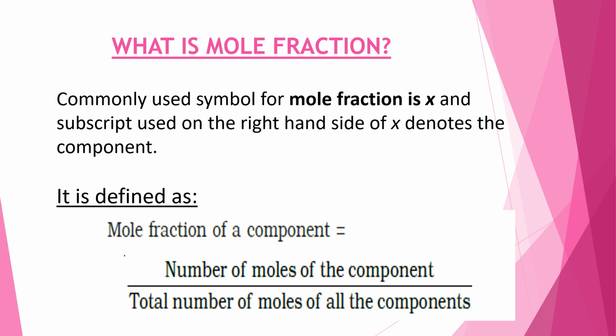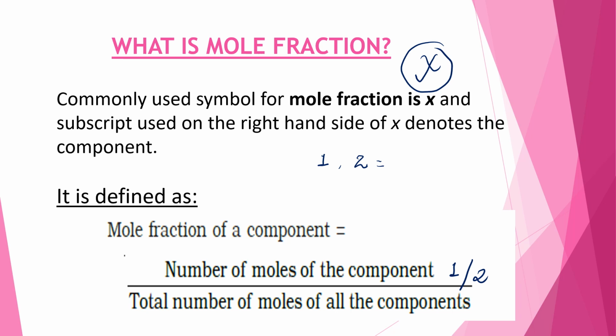The commonly used symbol for mole fraction is chi. It is represented as x, and the subscript on the right hand side of x denotes the component. Suppose there are two components, 1 and 2. It is also known as a binary component. If the solution contains two components, it is known as a binary solution. So the mole fraction of a component is equal to the number of moles of the component 1 or 2 upon the total number of moles of all the components.